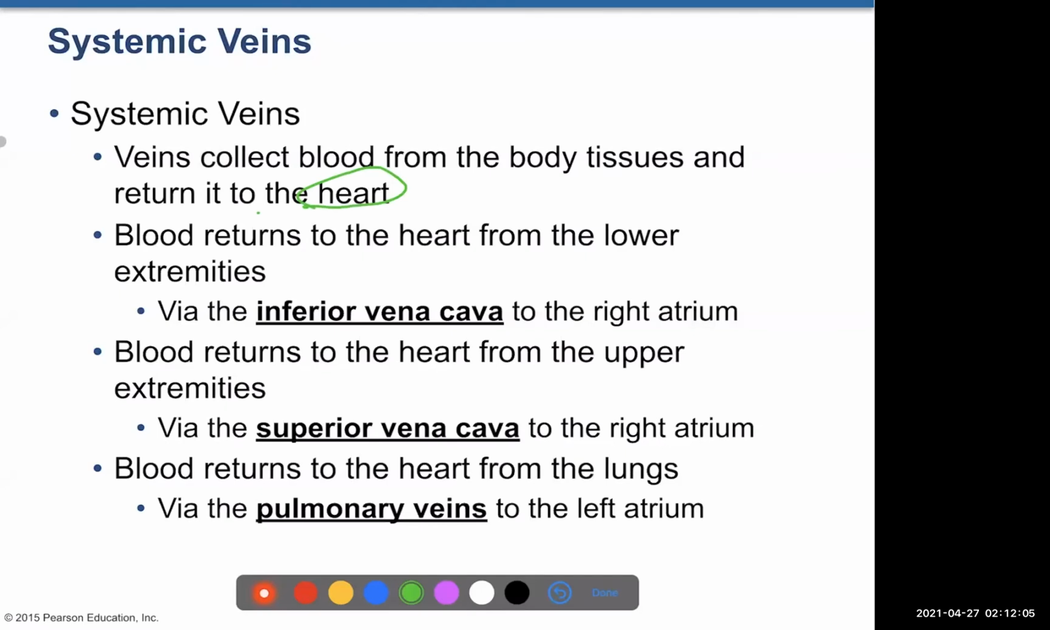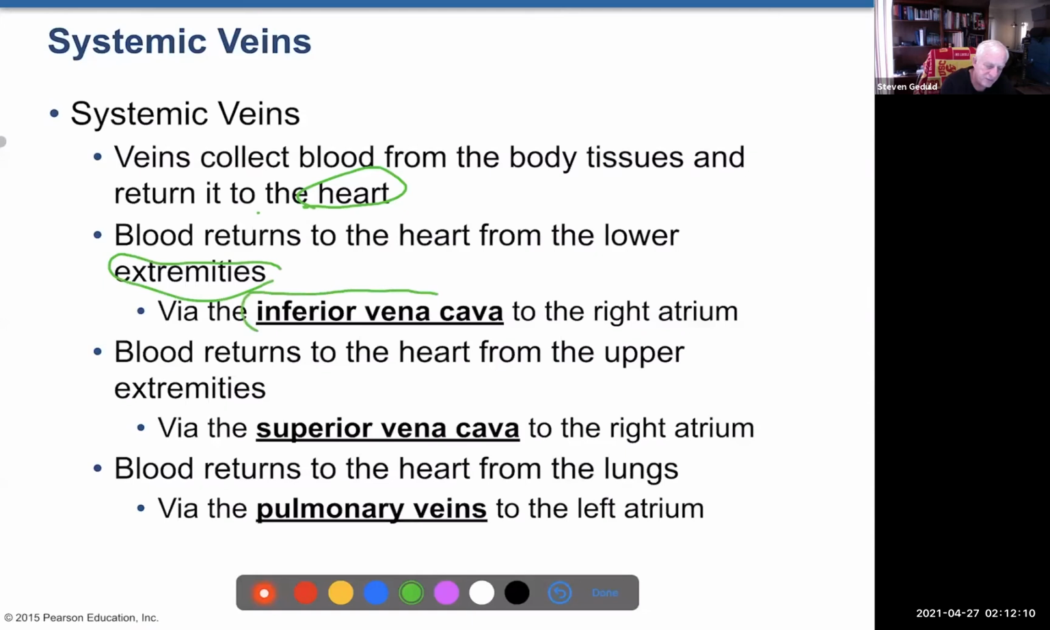Blood returns to the heart from your lower extremities via the inferior vena cava. The inferior vena cava feeds into the right atrium. Blood returns to the heart from the upper extremities by the superior vena cava.